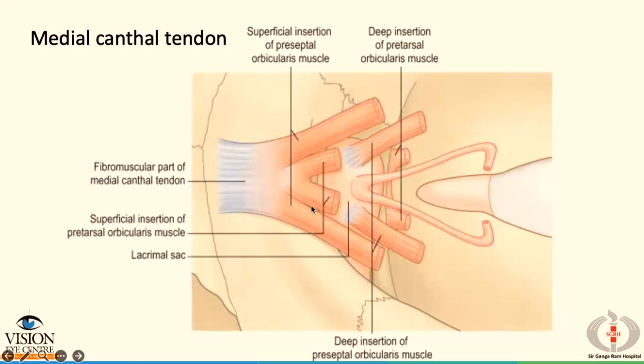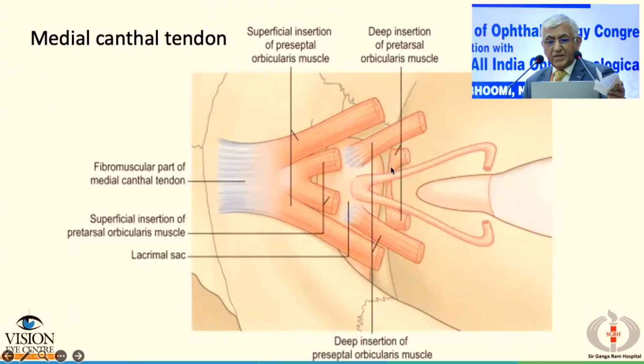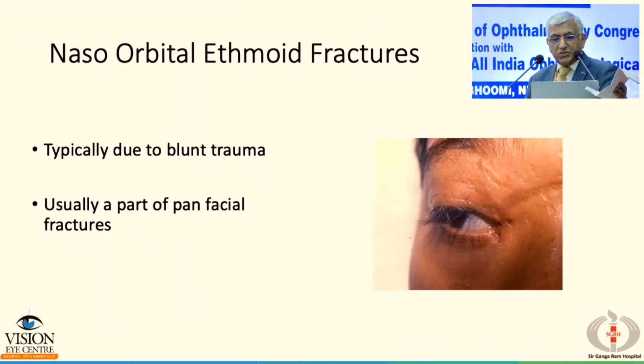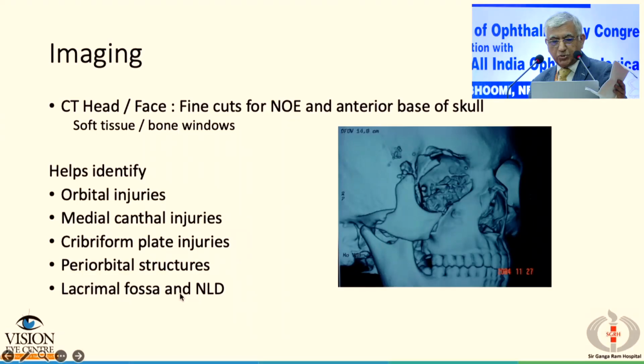The medial canthal tendon has a complex structure with a deep head or deep insertion and a superficial insertion. The superficial insertion is relatively easier to manage, but it is the complex posterior injuries which affect the posterior ligament, attached behind the sac at the posterior lacrimal crest, which cause the worst forms of telecanthus, and which are more difficult to manage. So, naso-orbitoethmoid fractures occur usually due to blunt trauma or as a part of pan-facial trauma.